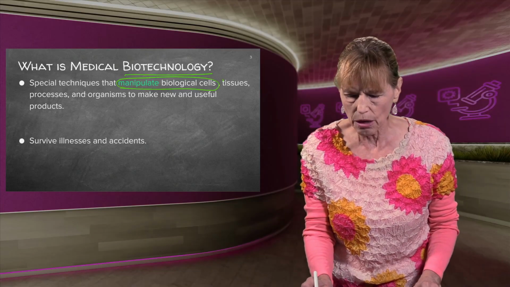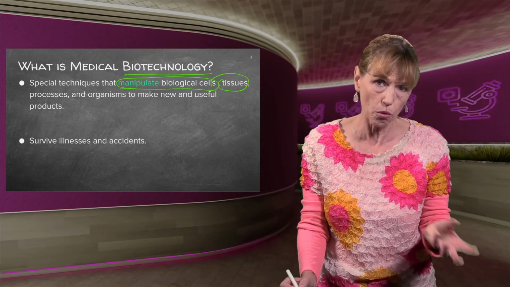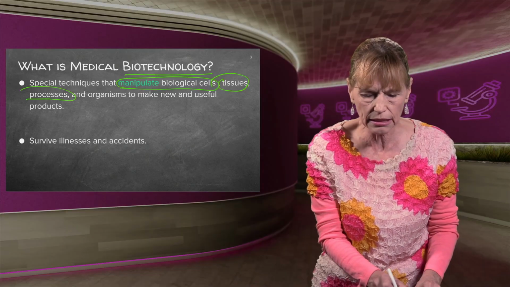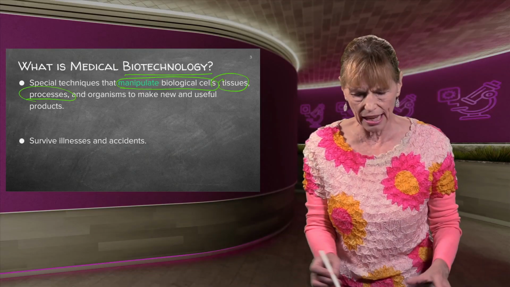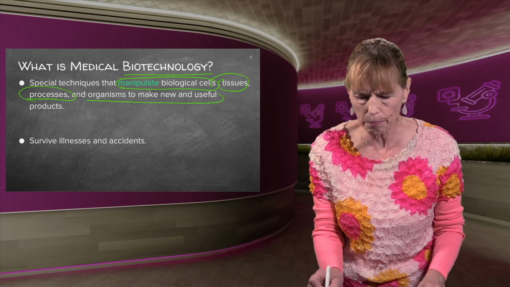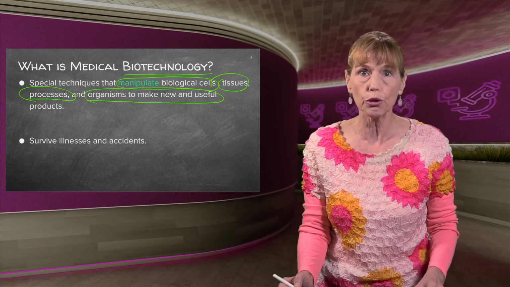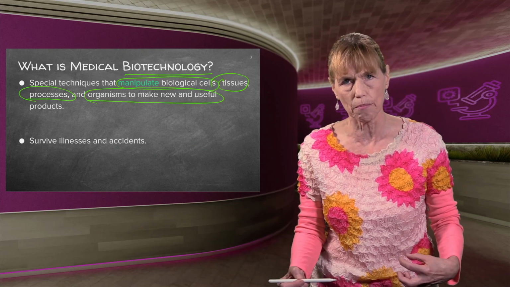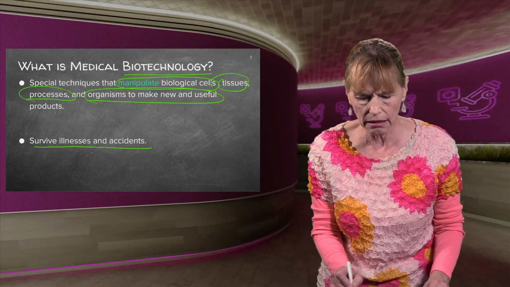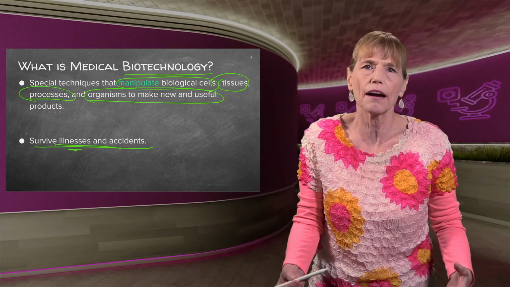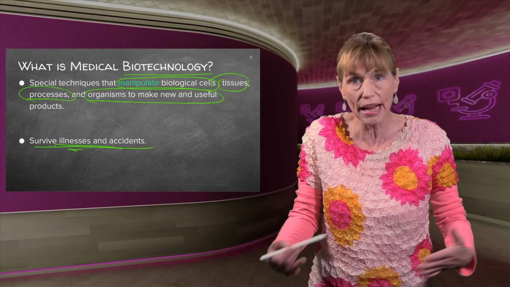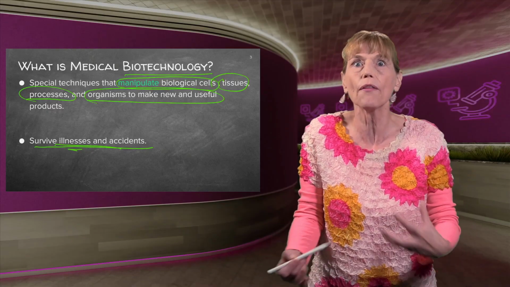All right. And we use tissues. We know they have more than one cell. Certain processes, like making of insulin or things like that, and we can help the organism make new useful products that they can use in their bodies. Okay, and the most important, and why do we do this? To make us survive, to make us live the best life we can while we are on this planet.